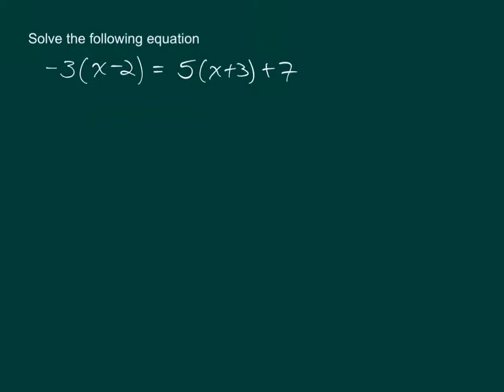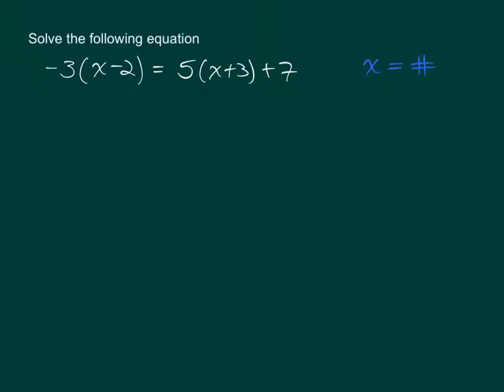Solve the following equation. In this equation, we have -3 times the quantity x minus 2 equals 5 times the quantity x plus 3, plus 7. And the first thing that we need to do, or I guess our goal first, is to make sure that we isolate x on one side, and hopefully we have some number on the other side. But as this equation stands, the x's are trapped inside this set of parentheses.